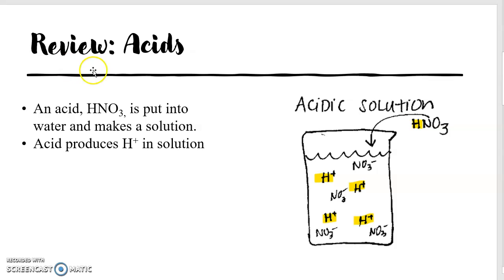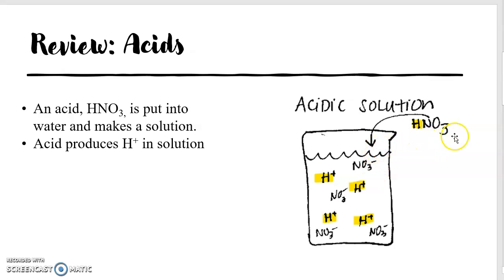So a little bit of review on what an acid is. From before, you had learned that an acid is a substance that produces hydrogen ions in solution. So I've got a beaker of nitric acid, that's HNO3 here. We're going to put it in water, let it dissolve, and when that happens, you make a solution.